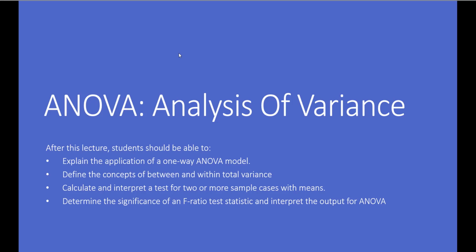Hello and welcome to this lecture on analysis of variance, or ANOVA. After this lecture, students should be able to explain the application of a one-way ANOVA model, define the concepts of between and within total variance, calculate and interpret a test for two or more sample cases with means, and determine the significance of an F-ratio test statistic and interpret the output for ANOVA.